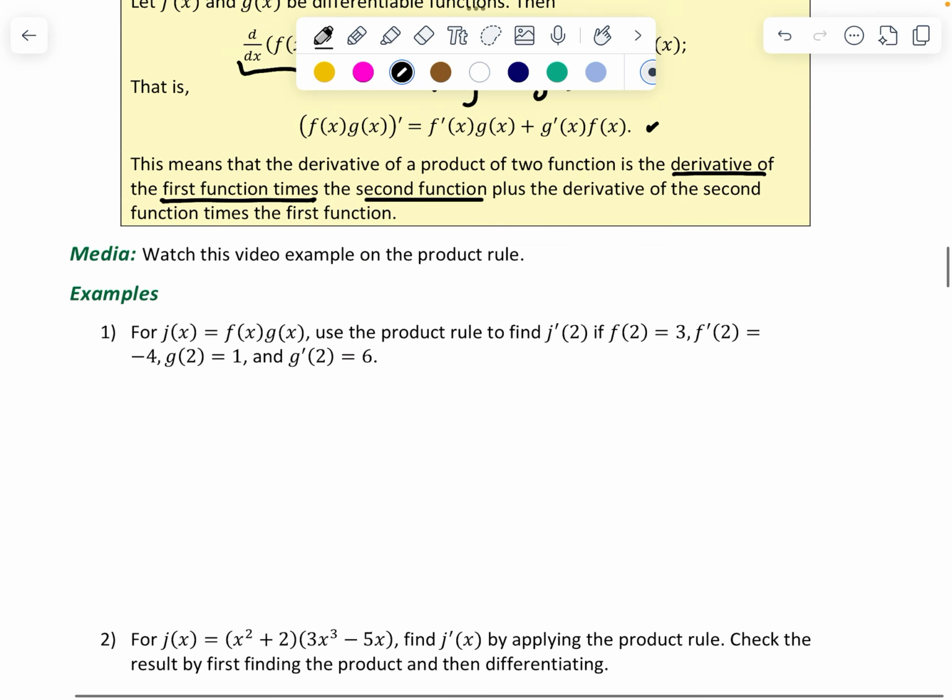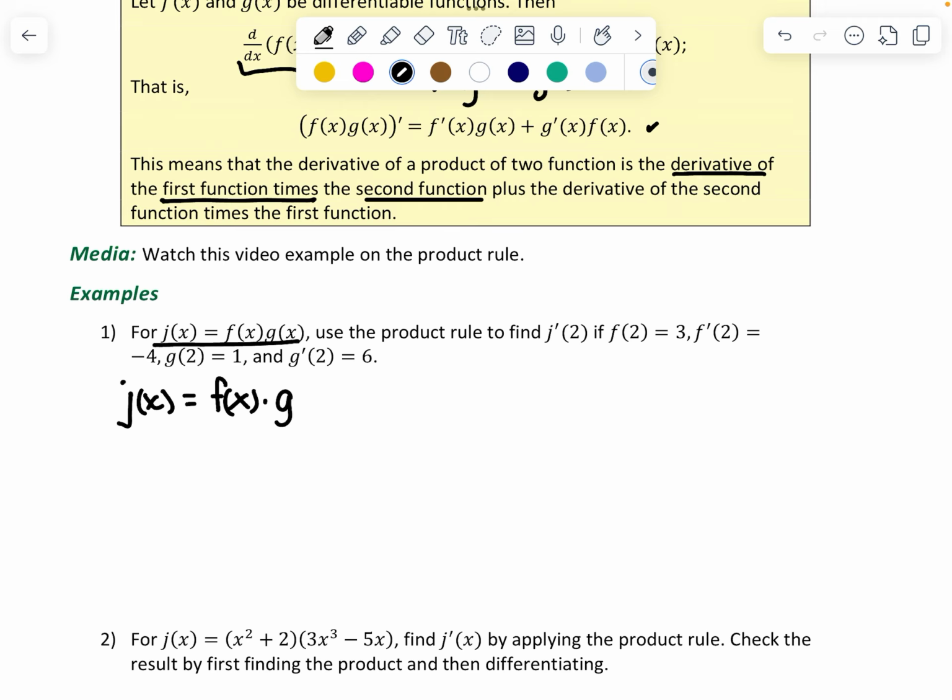And there was a video in here for you to watch. I'll have to make sure that you get the video link for that. So j of x is equal to f of x times g of x. Oh, I think I am just going to do that.